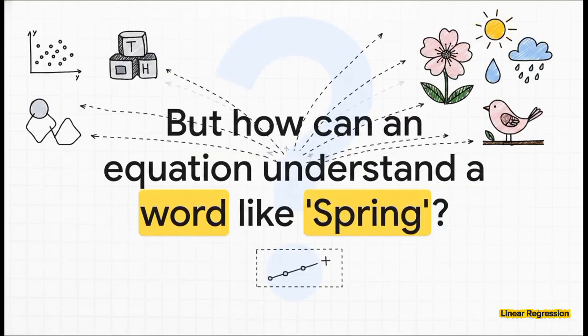But hang on a second. If you look back at that table, temperature is a number, humidity is a number. But spring? That's a word, right? It's a concept. How on earth can a math equation understand what spring is? It seems kind of impossible. But the solution is actually really clever.